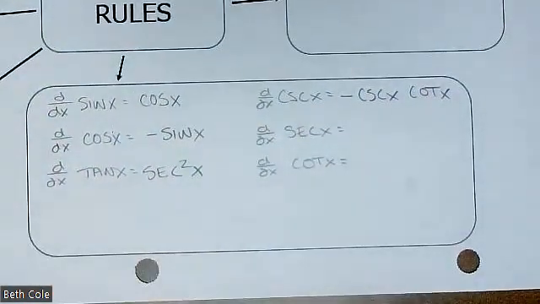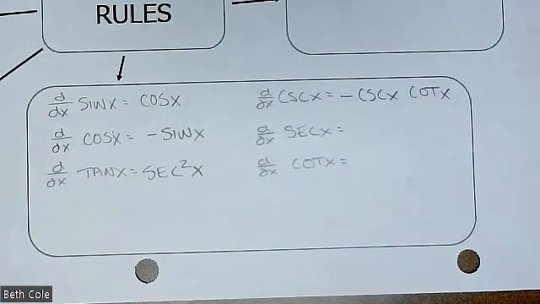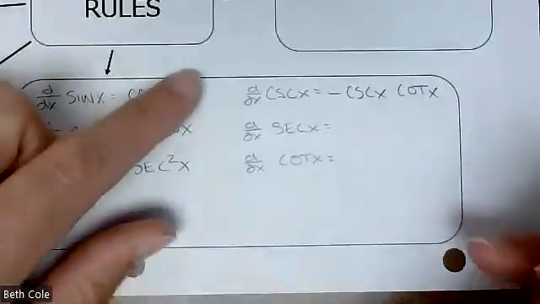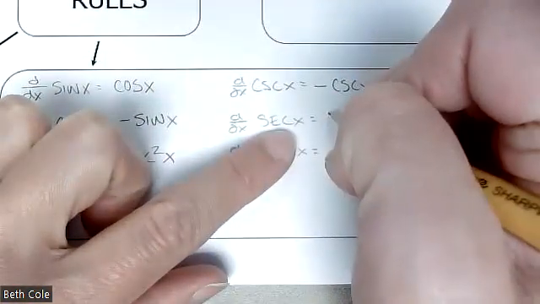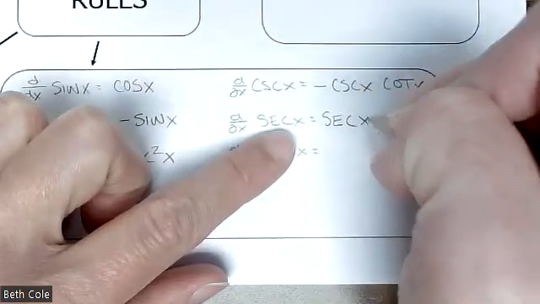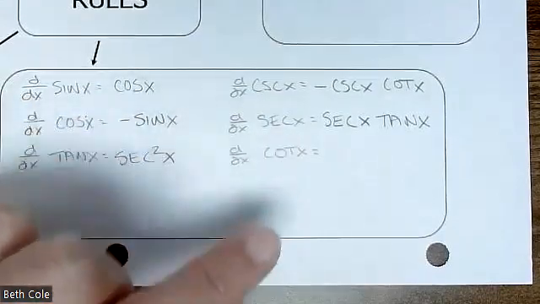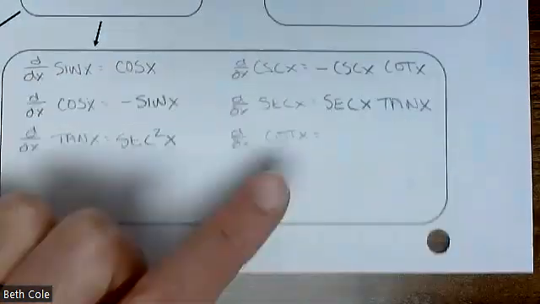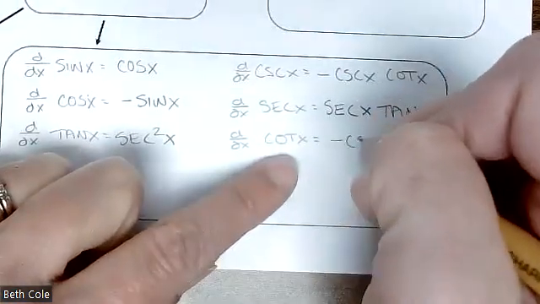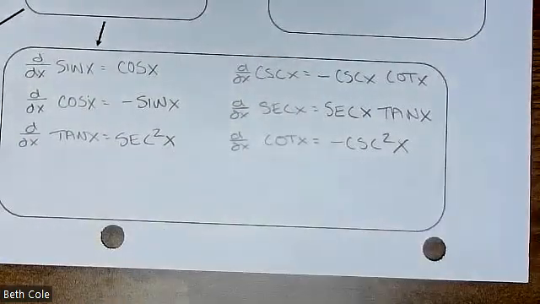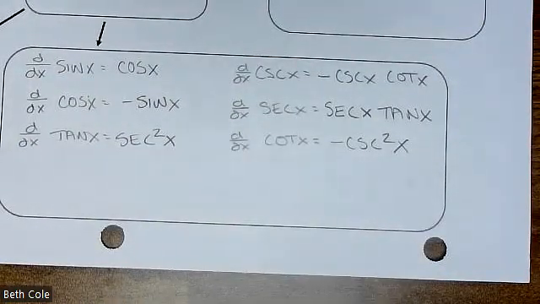The other ones I'm just going to tell you, but I want to draw your attention to some things to make it easier for you to memorize. So I'm going to write them up here and then we'll talk about it. Derivative of secant is secant tangent. And derivative of cotangent is negative cosecant squared. So let's talk about how to organize that in our minds.